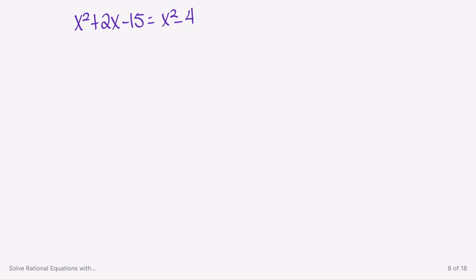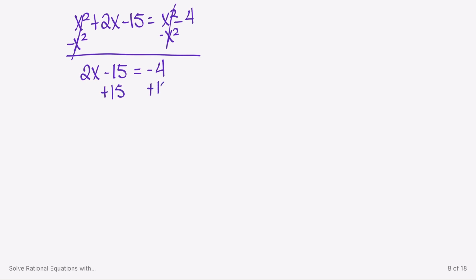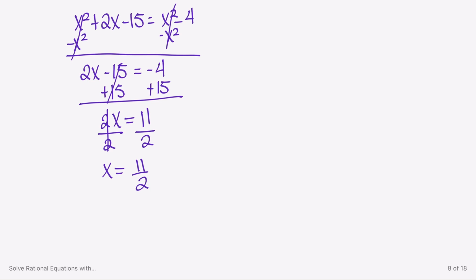Let's move everything to one side now and see what we have. So I'm going to subtract x squared from both sides, which is going to cause these x squareds to cancel out. So I have 2x minus 15 equals negative 4. So now I can solve this equation for x by adding 15 to both sides. And when I do that, I get 2x equals 15 minus 4, which is 11. And then 2x divided by 2, and then 11 divided by 2 gives me x equals 11 over 2, which if you prefer a decimal, I know some of you like the decimals, you can say x equals 5.5.